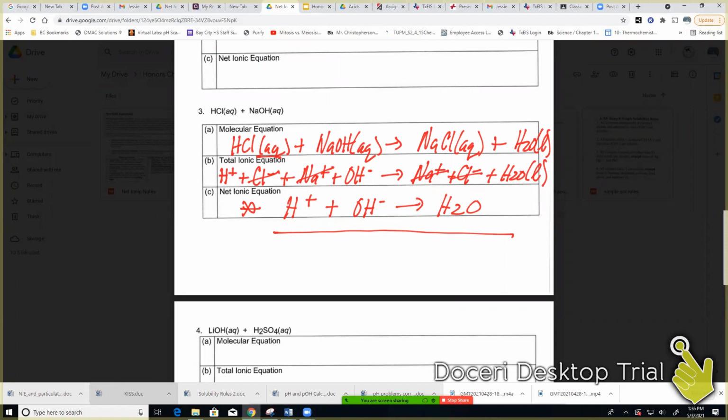Yes, ma'am. Does NaCl have to be in front of H2O, or can H2O be first? No, H2O could be first. Think of it just like 5 plus 2 is 7 and 2 plus 5 is 7. You can switch them. Either way, same thing on that other side. NaOH could have been first or HCl.